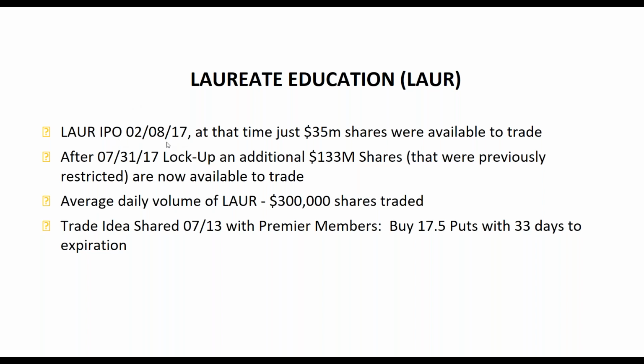It's very, very embarrassing for the underwriters. 6 months after the IPO, the lockup period is when previously restricted stock is now available to trade. For LAUR, 133 million shares that were previously restricted were now available for sale. The average daily volume in LAUR is only 300,000 shares. I shared a trade idea, buying the 17.5 puts. Watch what happens.